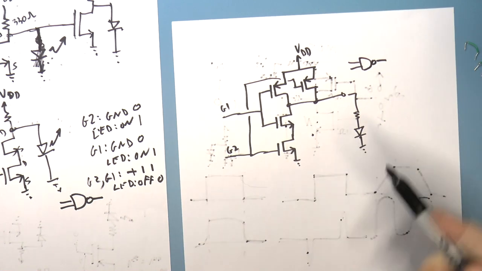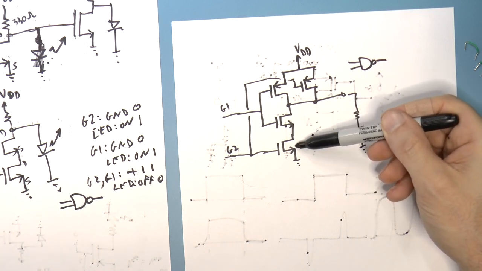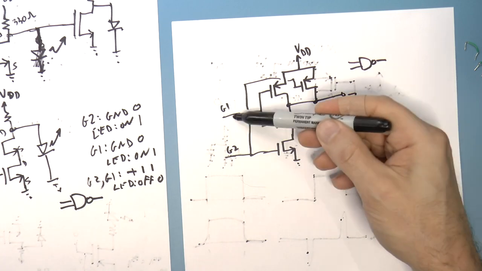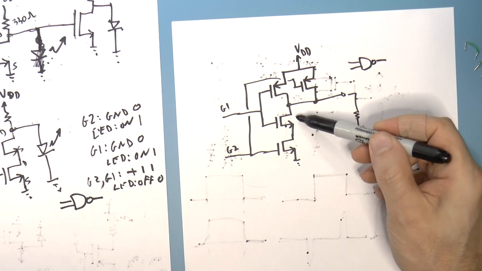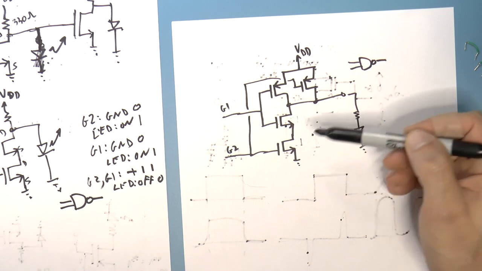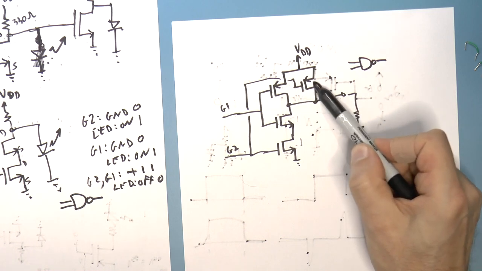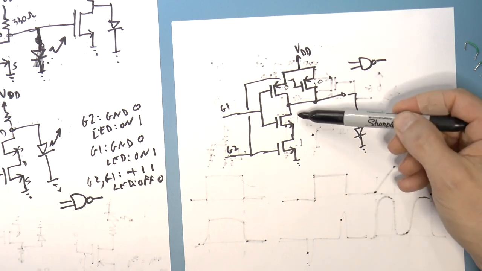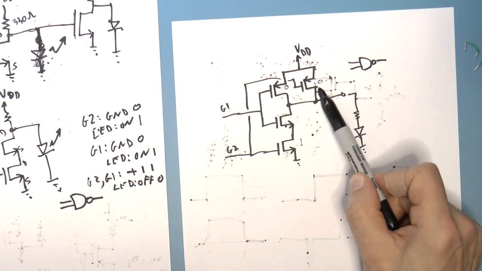So the idea here is that both of these transistors are on. And again, the only way for both of these transistors to be on is for both gates to be at plus. So if both of these transistors are on and both gates are at plus, then that means that both of these transistors are off. So you can see that when all of these transistors are on, all of these transistors are off.